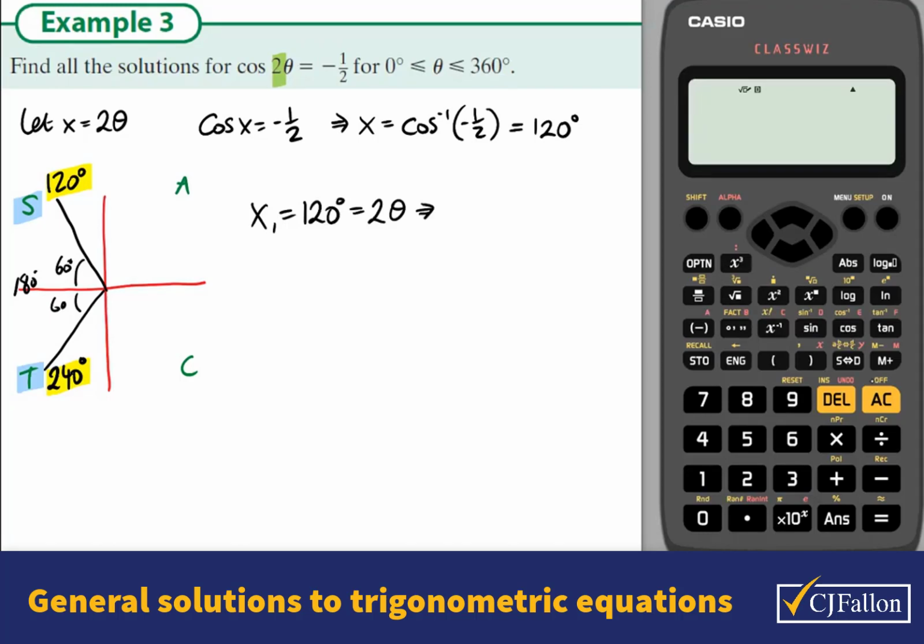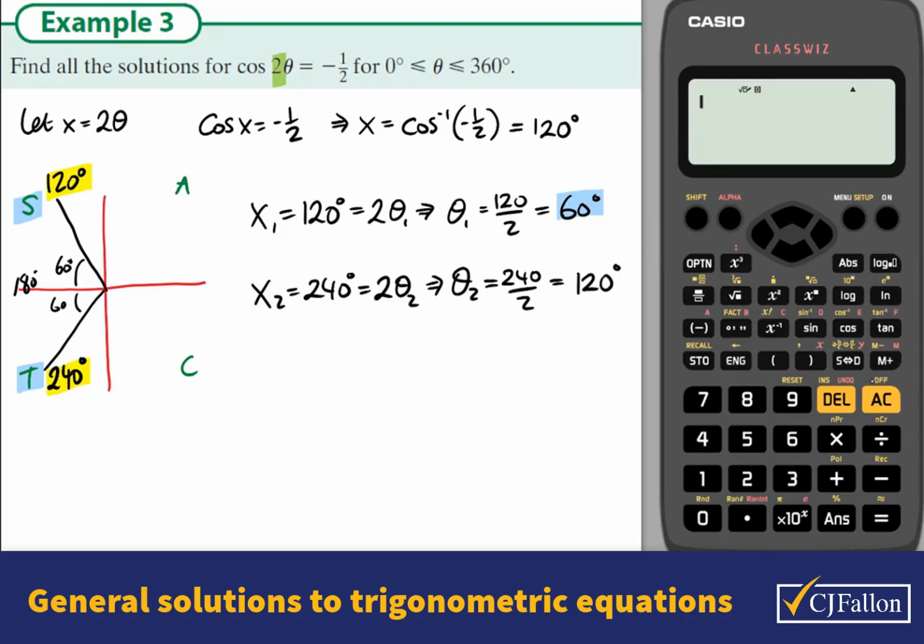So one solution is that x is equal to 120, but that's equal to 2 theta. So theta is half of the 120, which is 60. The other solution given here is that theta is half of 240. So that would be 120 degrees.